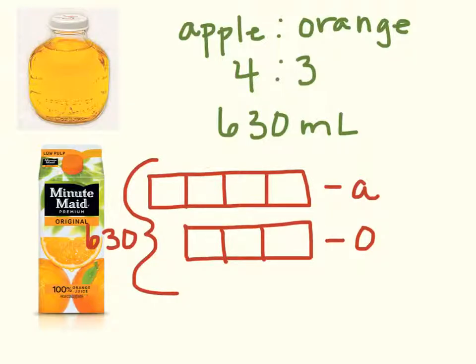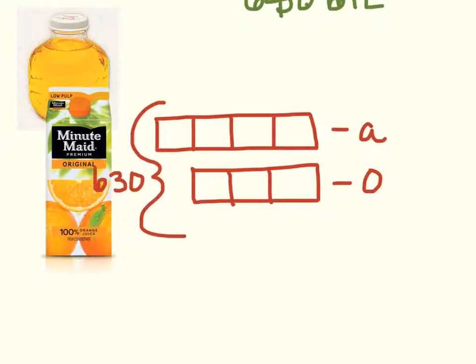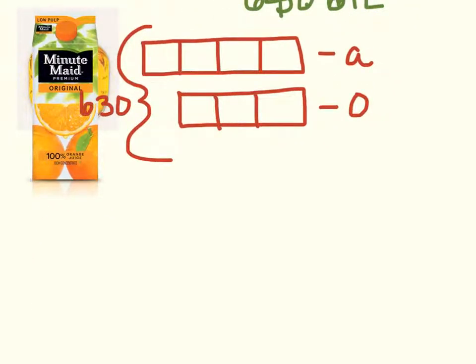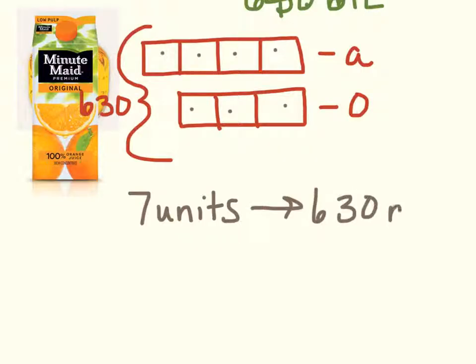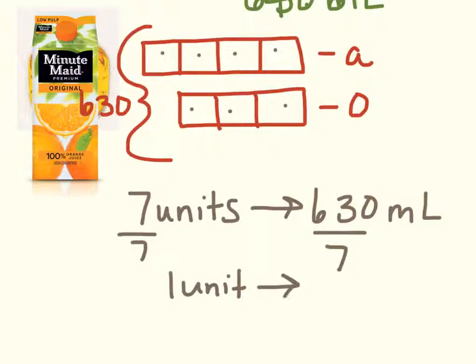We're going to take the total number of units we have of apple juice and orange juice, and we're going to make those equal to our 630 milliliters. So we have 1, 2, 3, 4, 5, 6, 7 units that are equal to 630 milliliters of punch. To find the value of 1 unit, we're going to divide both sides by 7. And 630 divided by 7 gives us 90 milliliters. So each one of these units is valued at 90 milliliters.